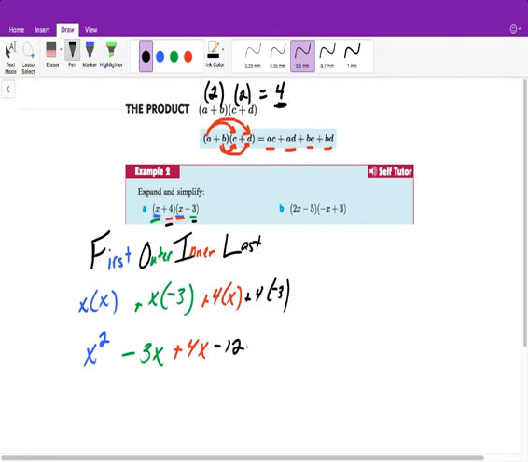All right, so you can use the FOIL, or if you want, like we did up here, you can go ahead and draw the arrow. So X times X, X times negative 3, 4 times X, and 4 times negative 3. Either way, it's perfectly fine.